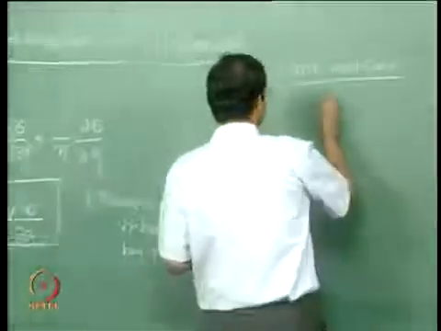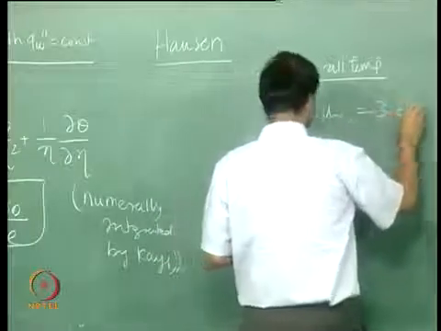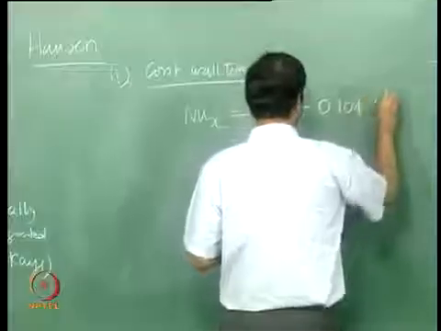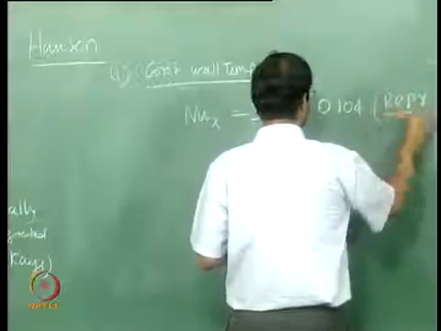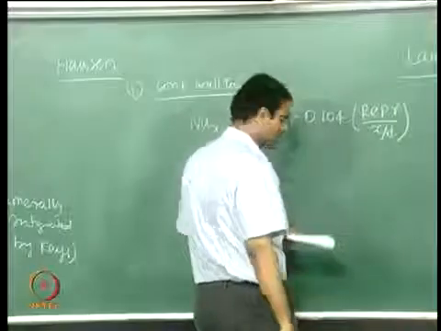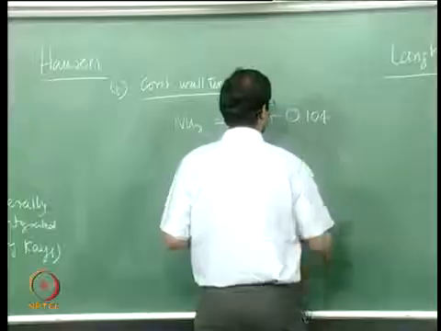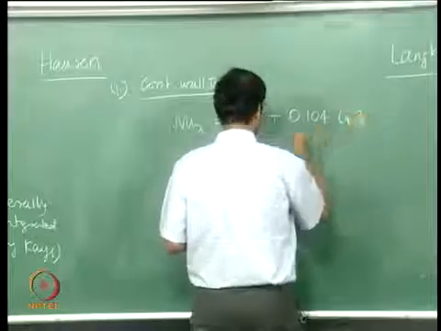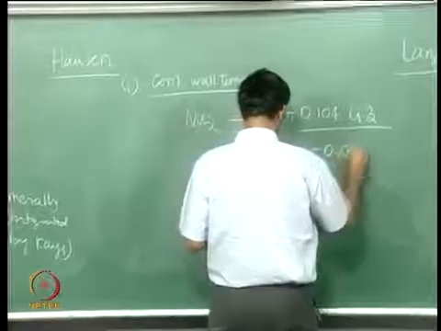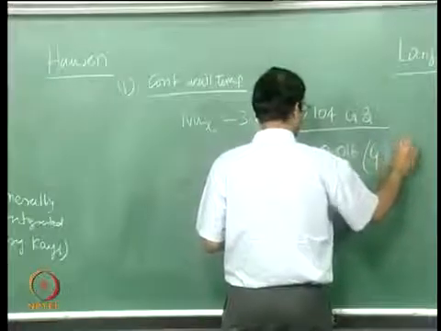So the Nusselt number variation was expressed as 3.66 plus 0.104 Re Pr x by d, which is nothing but the Graetz number. Okay, so you can write this directly as Graetz number divided by 1 plus 0.016 into Graetz number to the power 0.8.